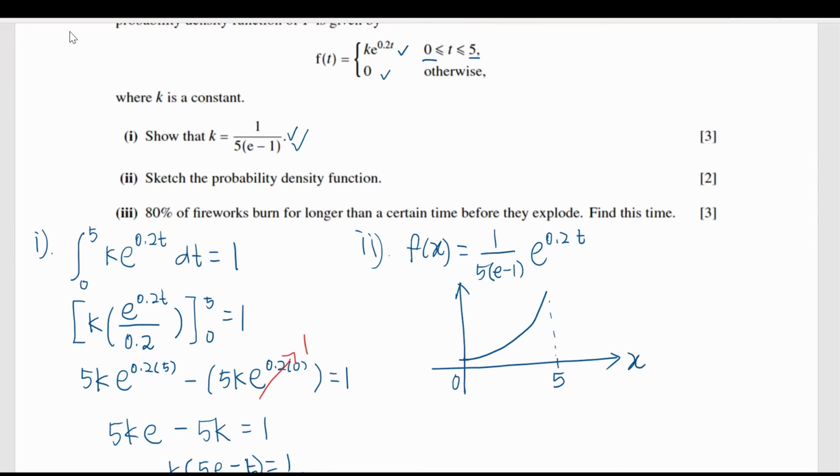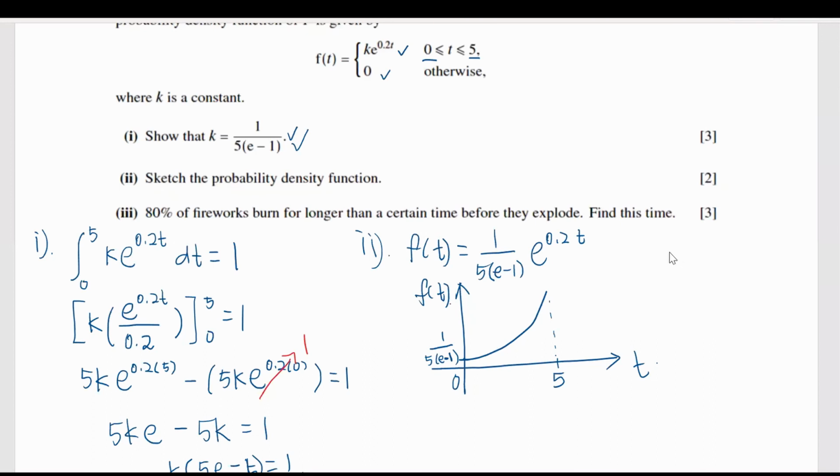Okay, so where does it cut on the, this one should be the t-axis. And this is the fx. Should be ft. Okay, ft. Right, where does it cut on the y-axis? When the t is 0, this is going to be 1 over 5 and e minus 1. Okay, so this is the PDF functions we get.